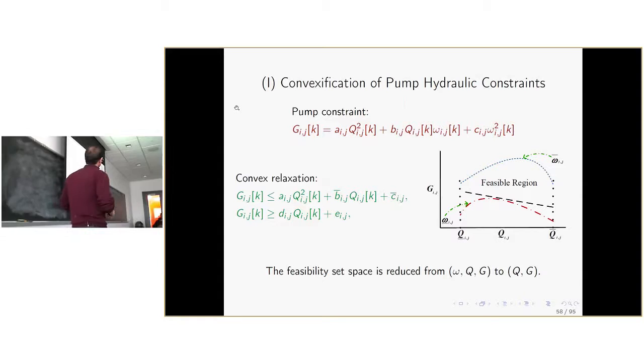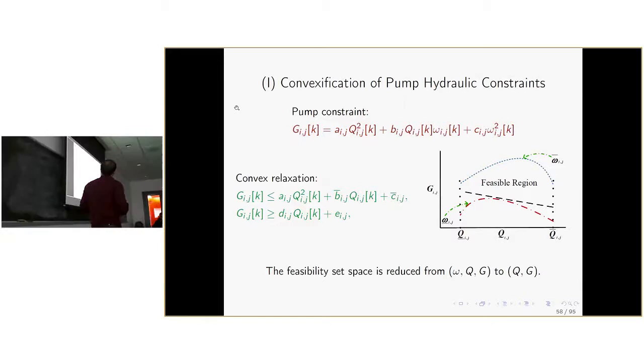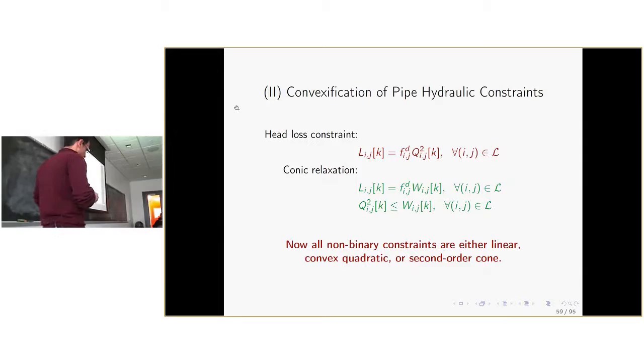So the feasible set, we consider the flow rate versus head gain. We have the feasible set between the blue curve and the red curve, which is a non-convex set. So we convexify this set by just considering the tangent line to the red curve here. So we consider this area as a feasible set for the flow rate and gain. And we propose a conic relaxation for the pipe head losses. So now all the non-binary constraints are either linear, convex quadratic, or basically second order cone.